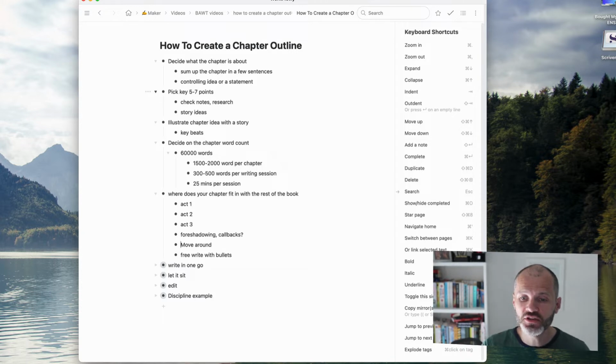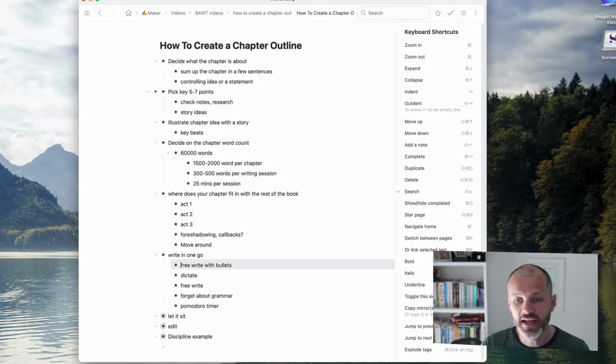So you could essentially just free write. You could free write 20 to 30 bullets that you want to cover in your chapter. And then you can just move these bullets around until you feel like it has some sort of organic structure. And then you can write your chapter in one go.